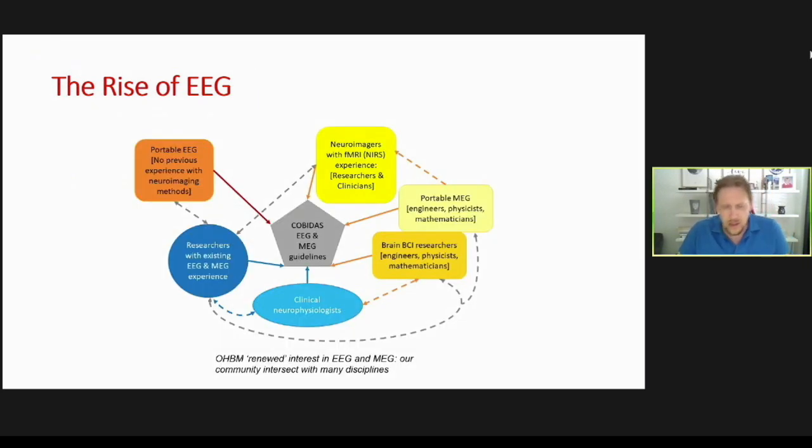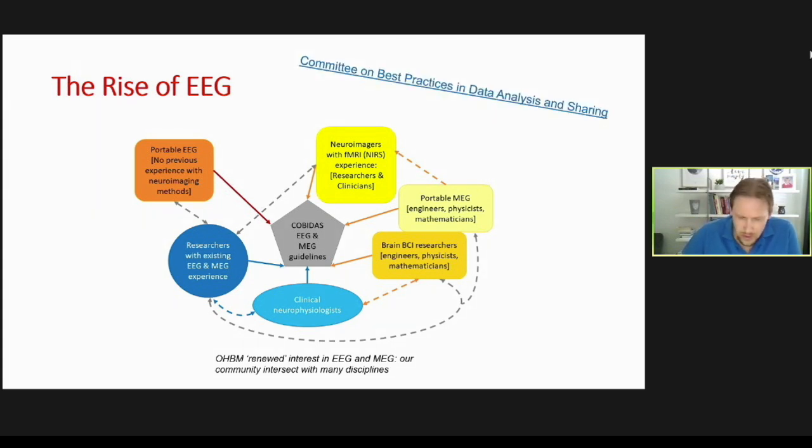Now, with complexity comes interdisciplinarity. Neuroimaging is a prime example of this. As illustrated here, EEG and MEG research intersects with many fields, such as engineering, physics, mathematics, and of course neurophysiology and psychology. So in response to this, and the need for clear scientific evidence, OHBM has developed the Committee on Best Practices in Data Analysis and Sharing.